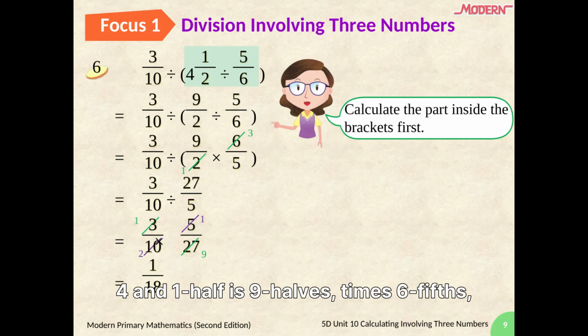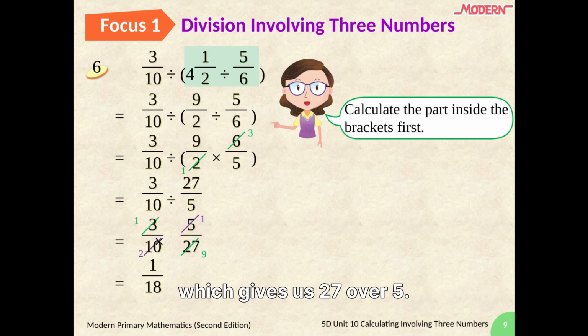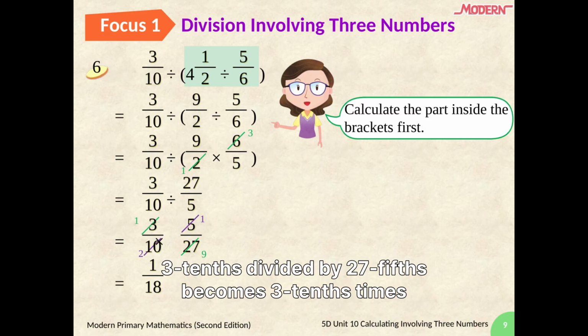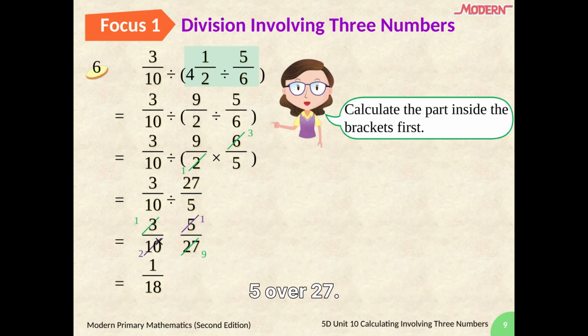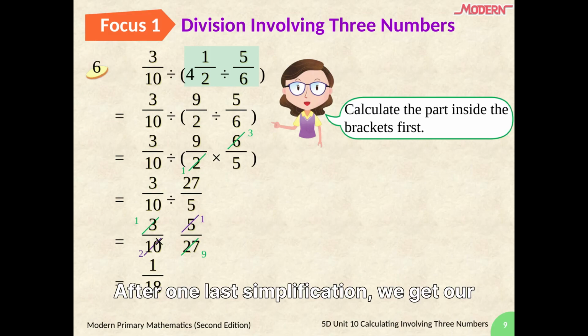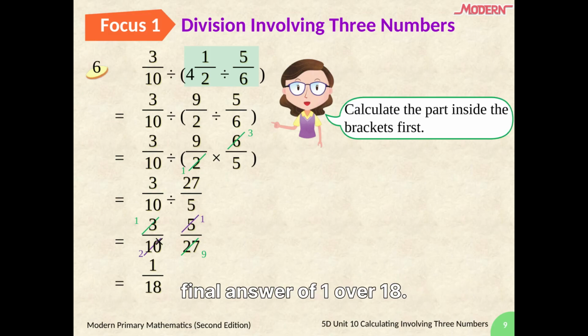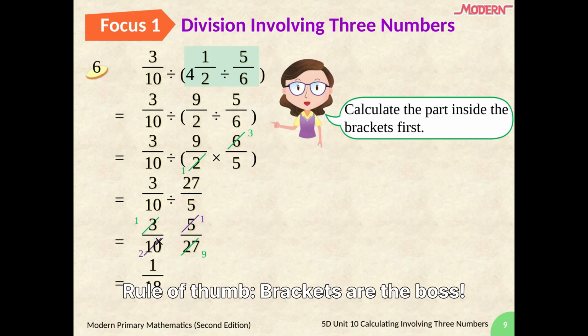4 and 1/2 is 9/2 times 6/5, which gives us 27/5. Only now do we bring back our starting 3/10ths. 3/10ths divided by 27/5 becomes 3/10ths times 5/27. After one last simplification, we get our final answer of 1/18. Rule of thumb, brackets are the boss.